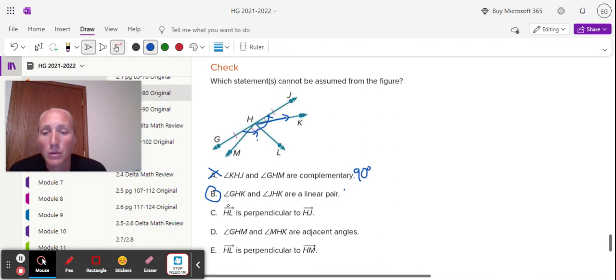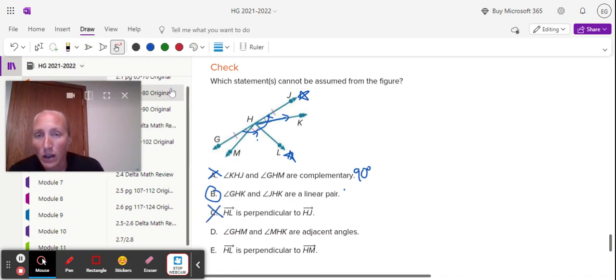Okay. Ray HL is perpendicular to ray HJ. So I've got to follow those, HL and HJ. Not the ones I was hoping for. HL comes out to here. HJ comes over to here. I'd have to have a 90-degree angle between those two, and I do not. So this is not something that we're going to make an assumption on here.